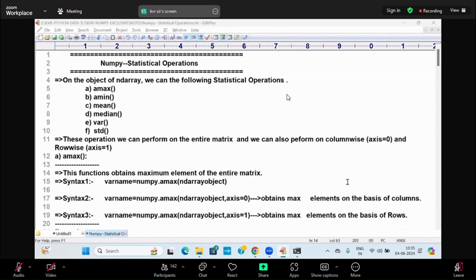Pavan Kumar, tell me. I understood 1D and 2D, but 3D is like we have one more axis. Now axis is equal to 2.